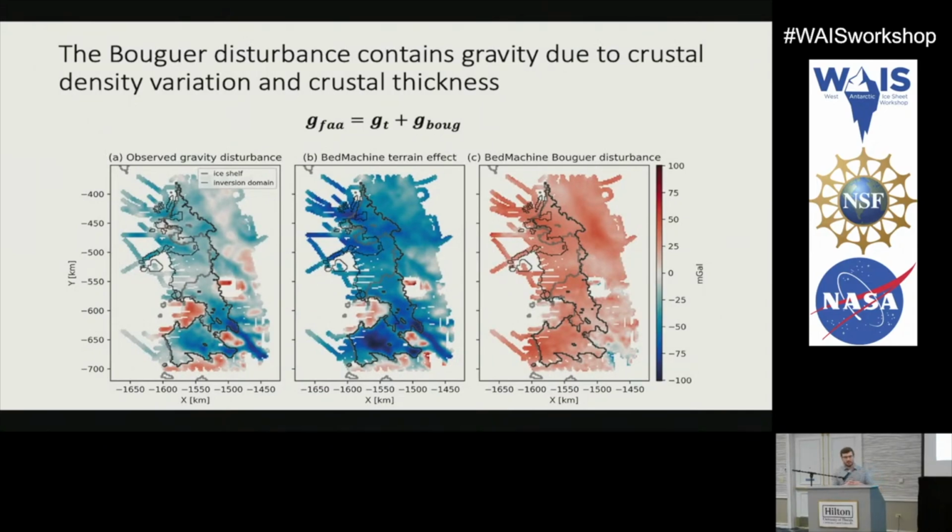So back to the question of unknown geology, how can we broach this uncertainty? Well, first of all, where does geology live in terms of gravity data? So the Bouguer disturbance contains the gravity due to crustal density variations as well as crustal thickness. And how you find it is first you forward model the gravity due to the terrain, or this is just the gravity due to what you think the geometry looks like. And then if you remove that from the observed gravity disturbance or the free air anomaly, you get the Bouguer disturbance.